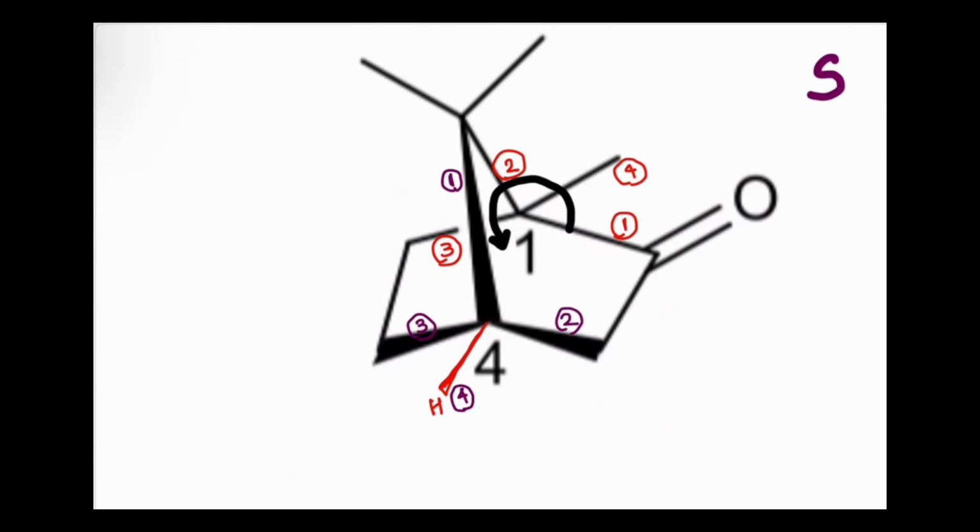Now again we need to move from 1 to 2 to 3. So if I am moving from 1 to 2 to 3, what do I get? I am getting clockwise rotation. That means I am getting R here. Now we need to look at the least priority group, that is the hydrogen. It is coming towards us. So if the least priority group is coming towards us, we need to change the R to S.